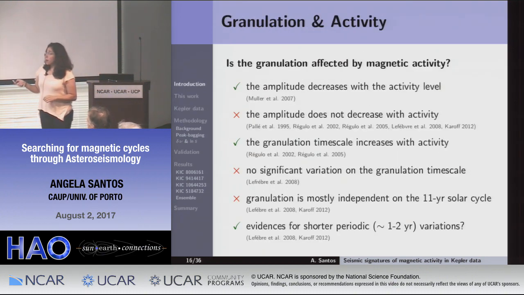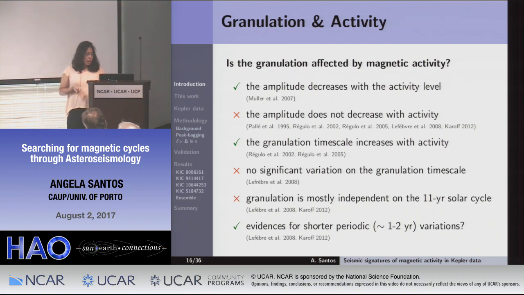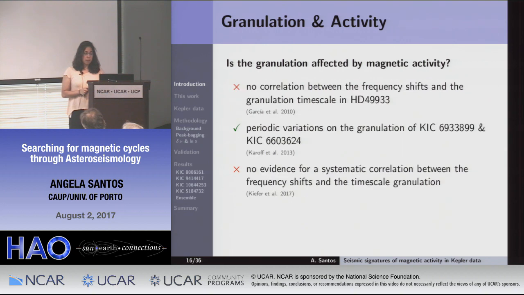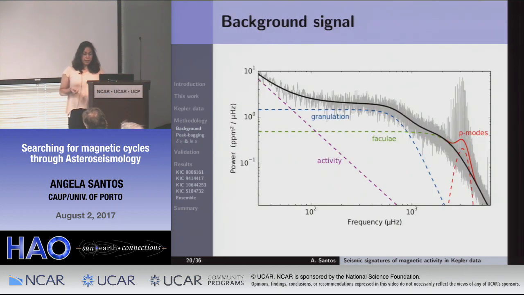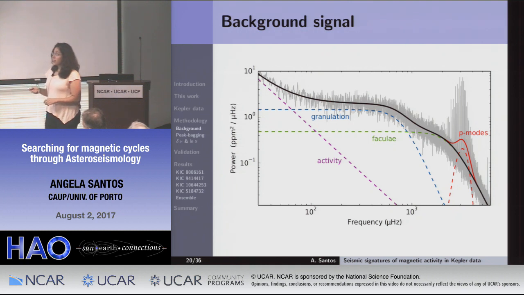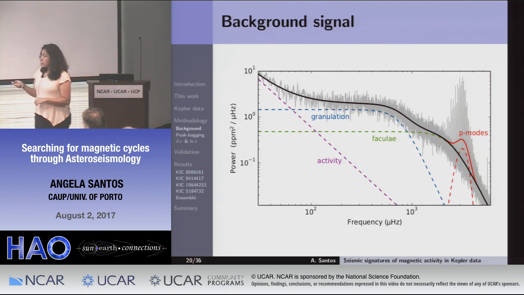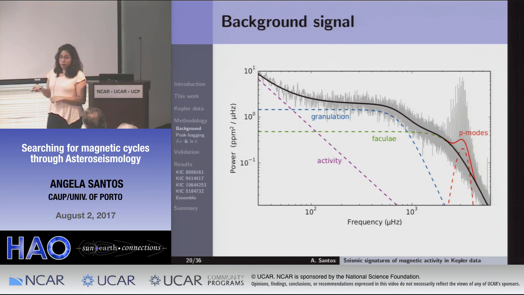There is still evidence for both being affected and not being affected: the amplitudes of the granules and the timescale of granulation. There are studies that say that they vary with activity, and others that they don't vary, for the Sun and for other stars. So hopefully, in the end, we can say something about whether this granulation component is affected by activity or not. This component is still related to the granulation, so for my stars, I'm not using this component. I'm not fitting this component.